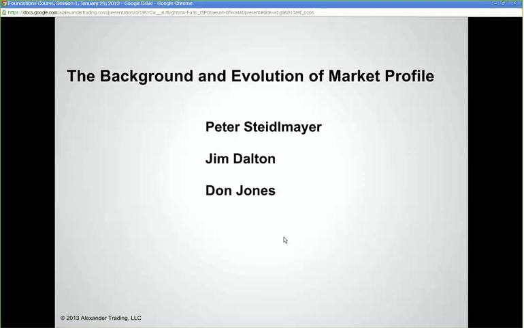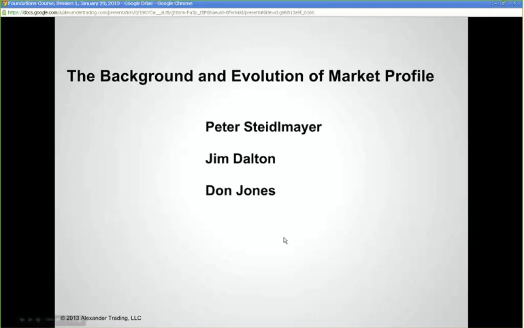Anyway, so Don then begins looking at Steidlmayer's work more closely, and he begins looking at Dalton's work closely. And being a scientist, he's going to test things. He's going to prove or disprove things. That's his mindset. It's the scientific method. And basically what Don Jones found was that the way market profile was being presented had zero validity. It didn't work.